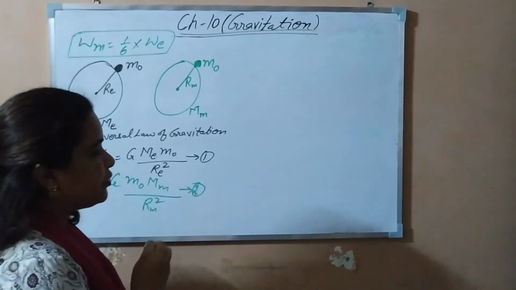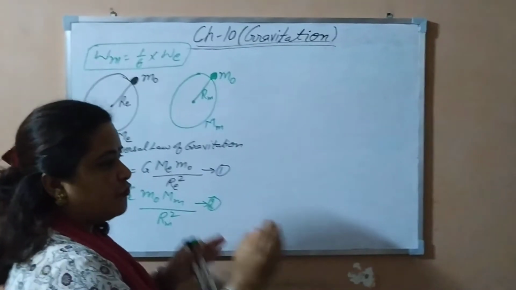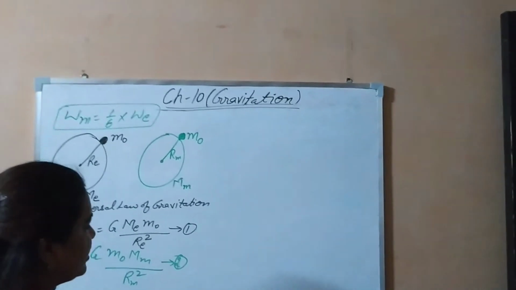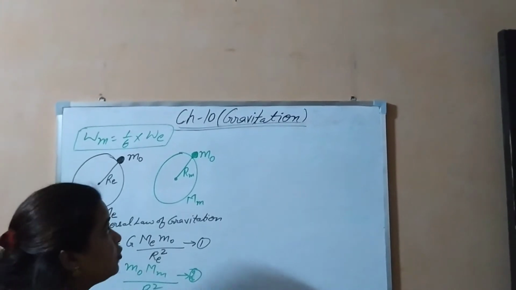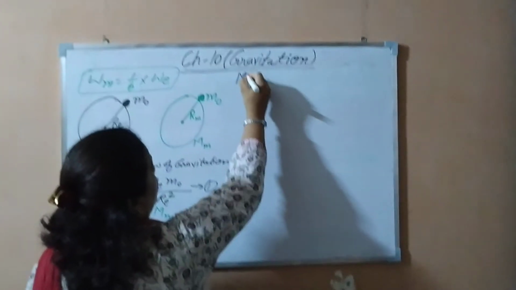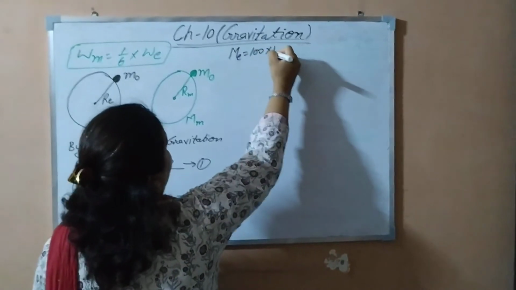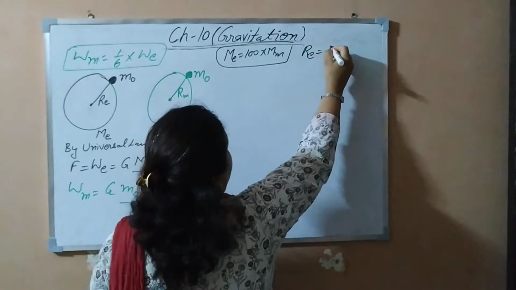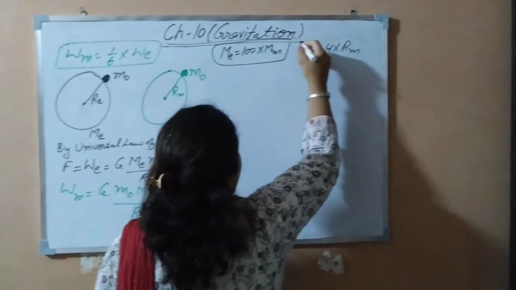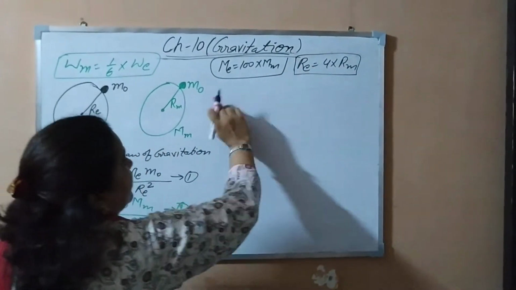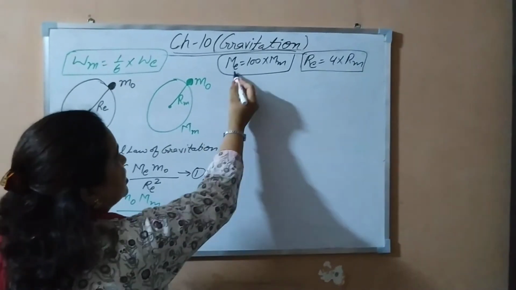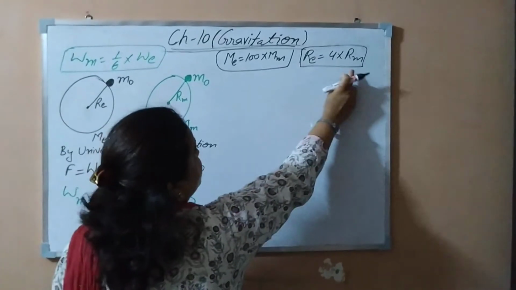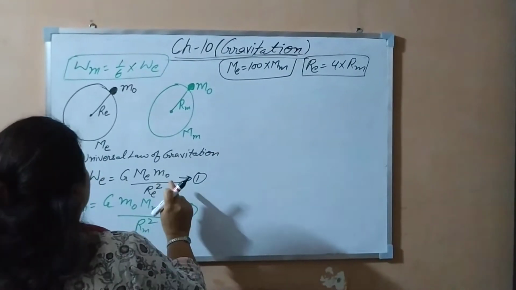Like in maths, you take a relation such as x is equal to 4y, then substitute it in the equation and solve for your answers. Similarly here also we will use a relation. We know that the mass of earth is 100 times the mass of moon, and the radius of earth is 4 times the radius of moon. This is the relation between earth and moon mass and radius. We will substitute these values in equation 1.